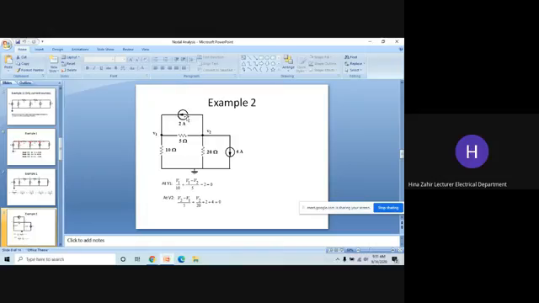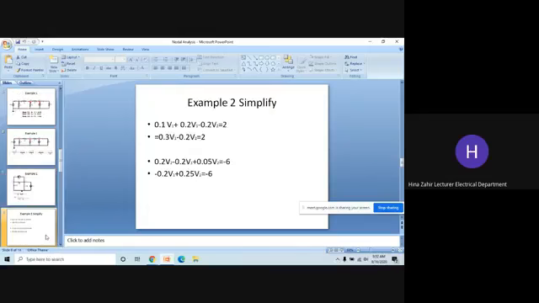So if this is leaving, we will write plus 2. This is leaving, we will write plus 4. What about this? V2 divided by 20. What about this? V2 minus V1 divided by 5. That is equal to 0. Now, the next step is solving, which is very easy.